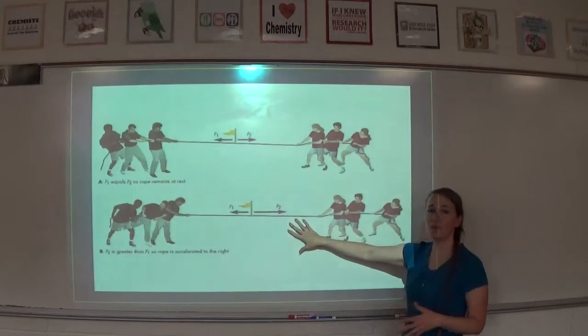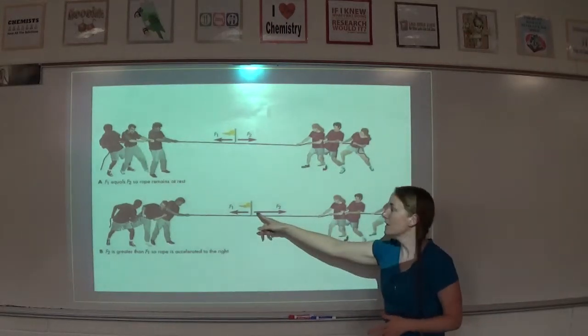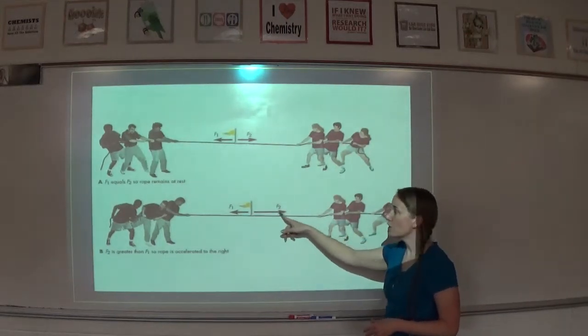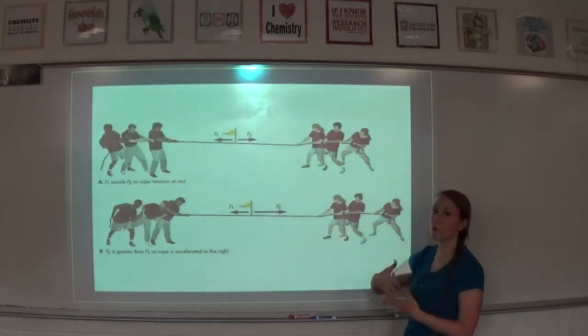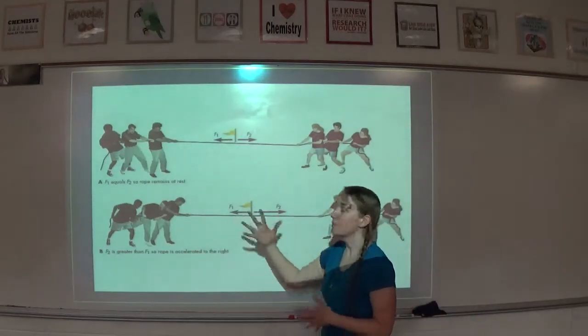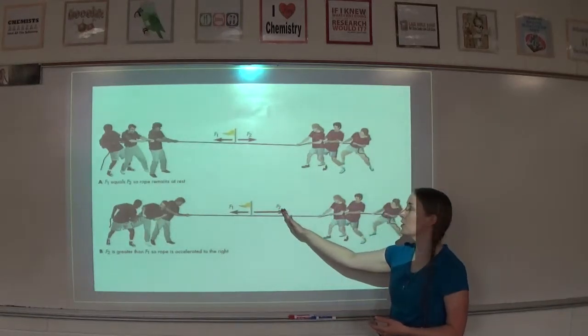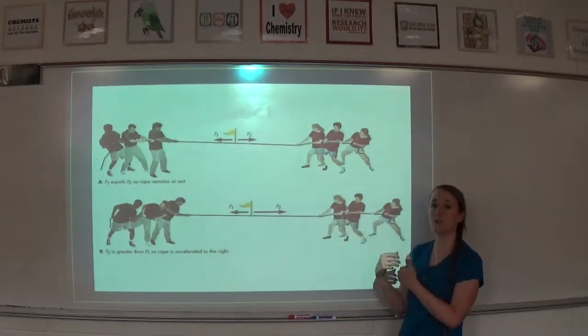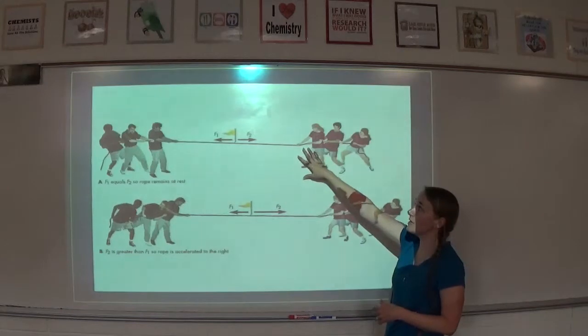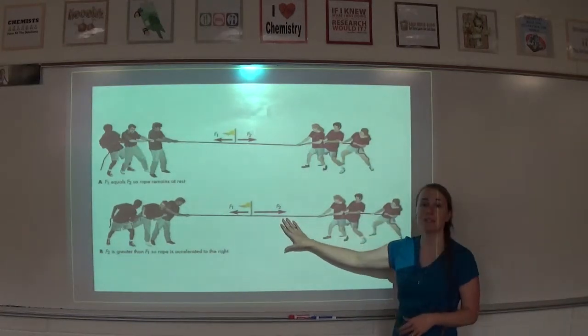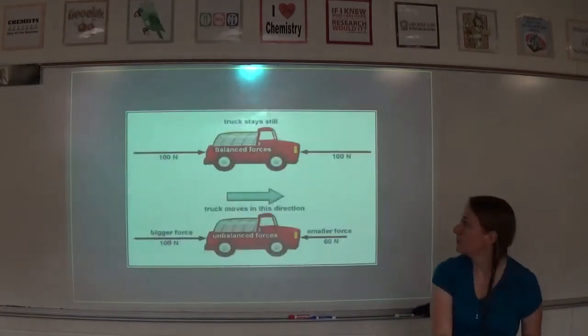Whereas here we have an unbalanced force. If you look, the red team, their force vector is much larger. That means they're pulling with more force to cancel out the black team pulling. And so what would happen to the flag is it would inevitably go towards the red team because they're pulling with more force. So this would be an example of balanced forces. This would be an example of unbalanced forces.